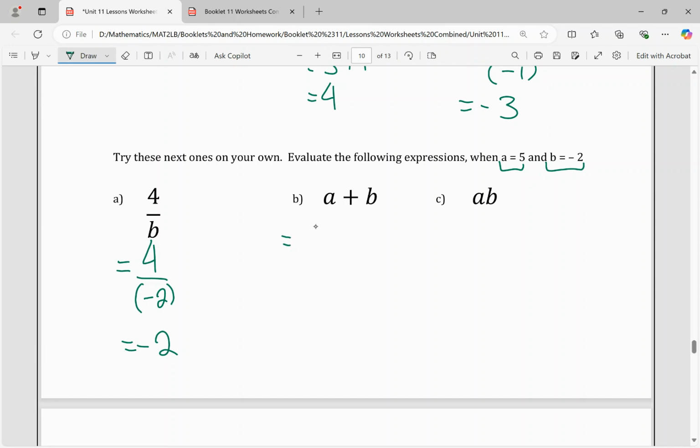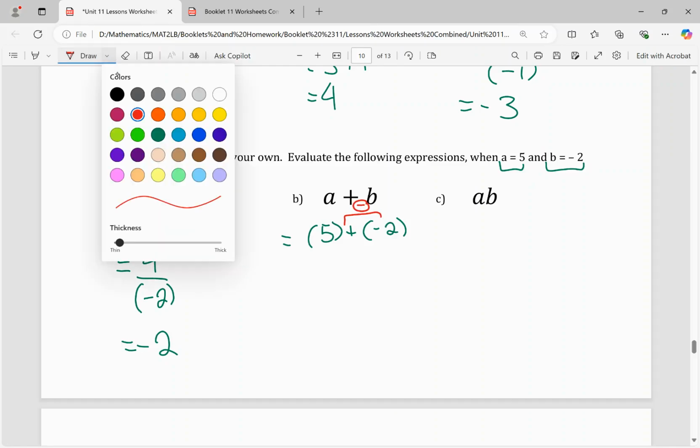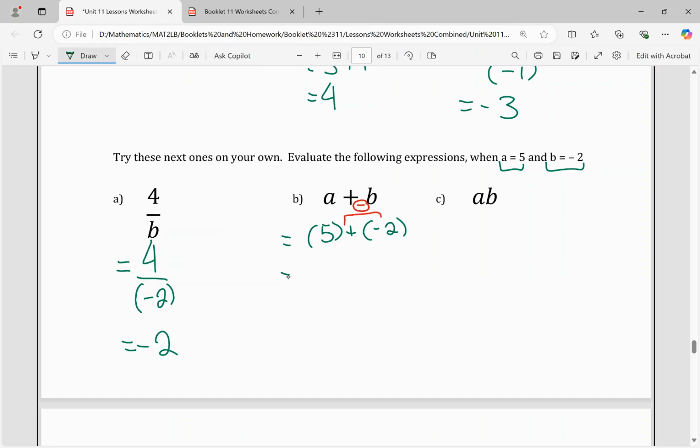In the second example, we have a plus b. We're going to substitute 5 for a plus, and then we're going to substitute in negative 2 for b. Now, this plus and minus make a minus, so I can rewrite this problem as 5 minus 2, and 5 minus 2 is equal to 3.